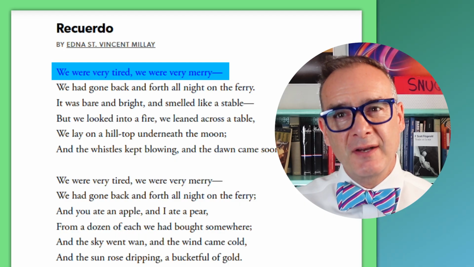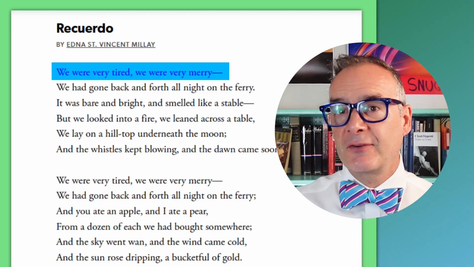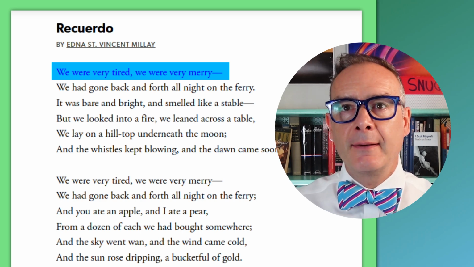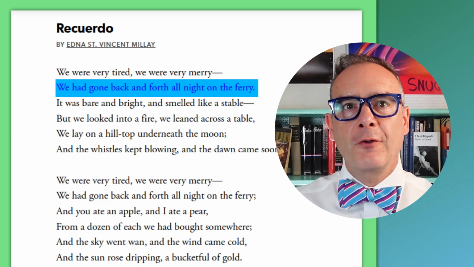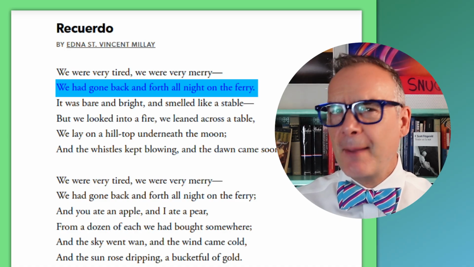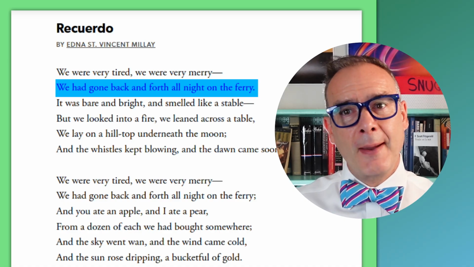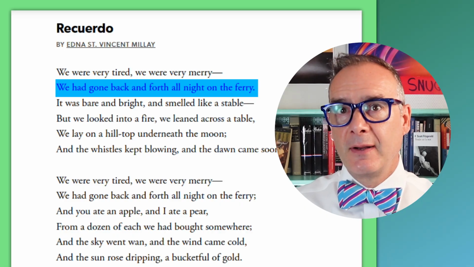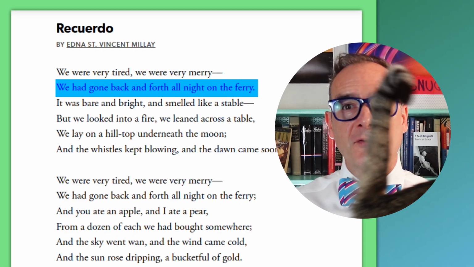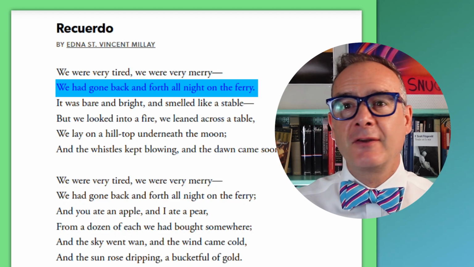The contradiction in this entire unit is important to note because it captures the paradox of intense experiences that simultaneously drain and fulfill you. This is suggested in "We had gone back and forth all night on the ferry." Back and forth suggests repetitive motion. Perhaps it's symbolic of the back and forth nature of the relationship or of memory. All night is a long time. It shows intensity. It's outside of your everyday experiences and your routines. The night is often a special, mystical time. It's a time where things can happen that don't happen in the day.